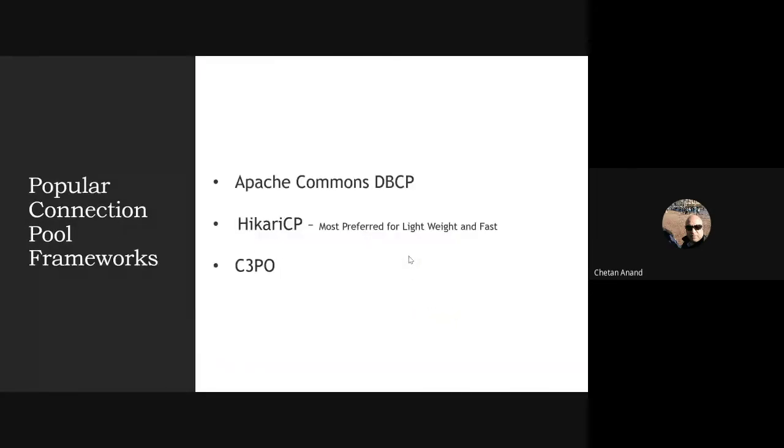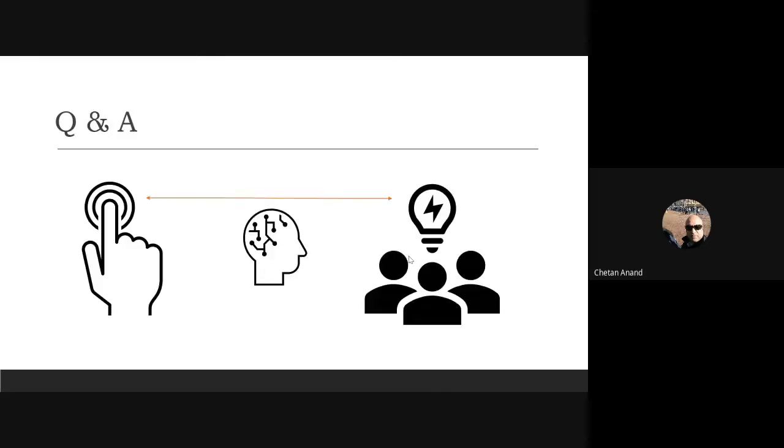Now there are three popular connection pools. HikariCP is the most preferred, lightweight, and very fast. You may not see that much of a difference between Apache Commons DBCP and HikariCP, but people tend to use HikariCP because it is slightly faster than the DBCP one. It's a preference, but more or less all three will give you the same. Okay. Next Q&A. We are skipping Q&A. Next one.